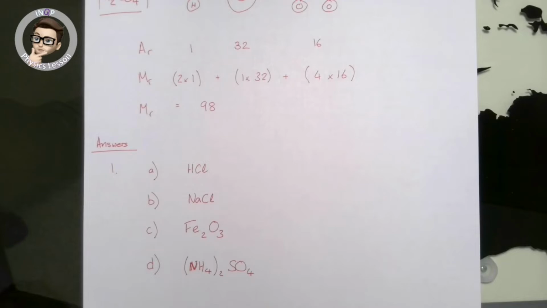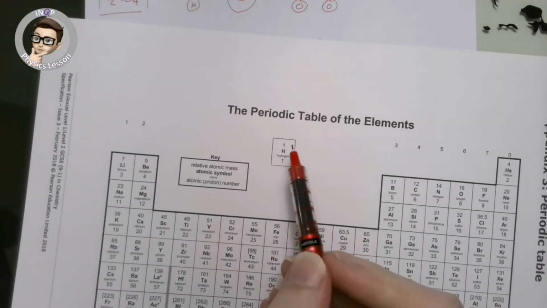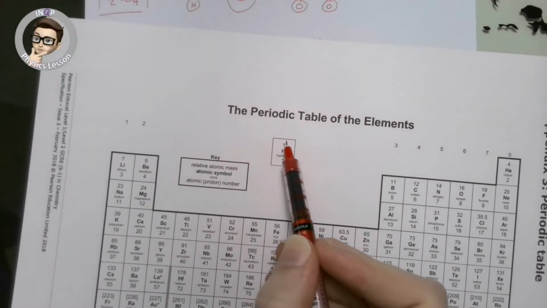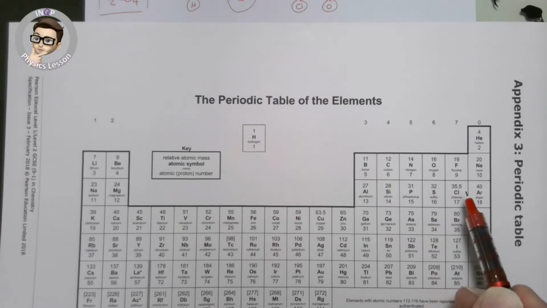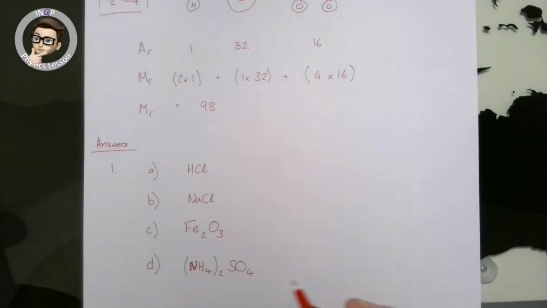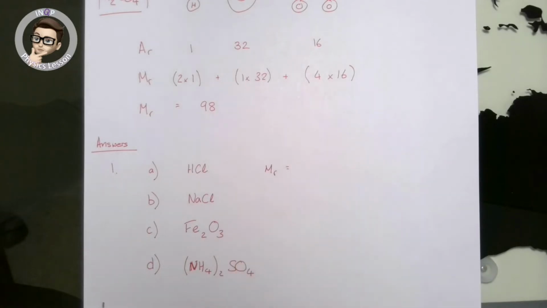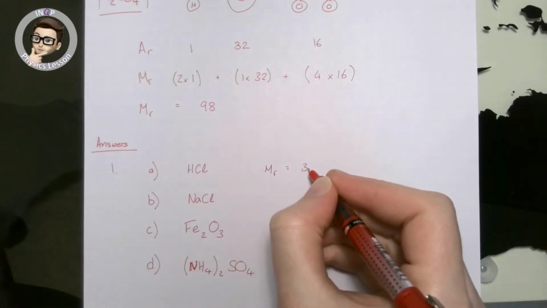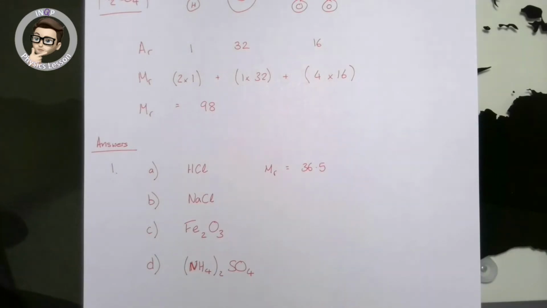Okay, so let's have a go at some answers then. Number 1 was HCl. If you go to your periodic table, again, you will find that H has a relative atomic mass of 1, and chlorine, Cl, has a relative atomic mass of 35.5. So we can say that HCl has a relative molecular mass of 36.5.